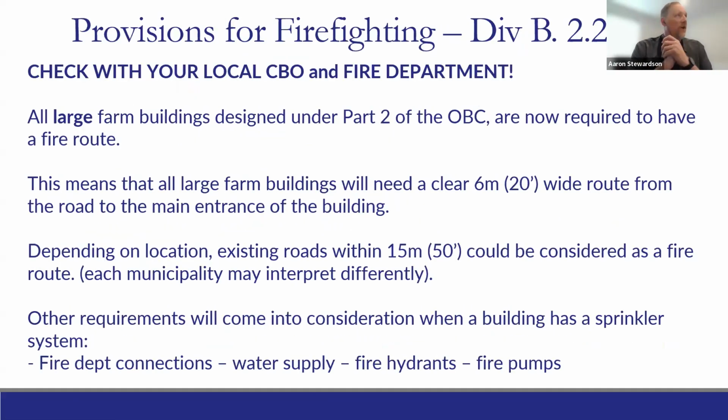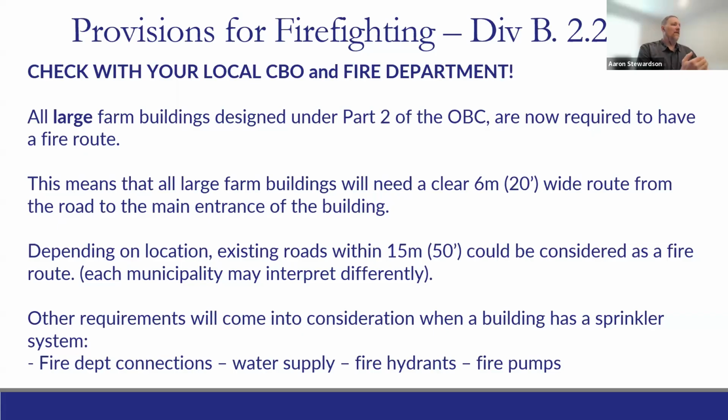Provisions for firefighting. This one is tricky. You definitely need to talk to your local CBO and your local fire department prior to, right? As large farm buildings are now under the Ontario Building Code, the Ontario Building Code has requirements for fire routes. This means all large farm buildings will need a clear 6-meter wide fire route from the road to the main entrance of a building. Depending on their location, existing roads within 15 meters of a building, so if you could use a municipal street that's already there. If you're within 50 feet, that can be considered one of your streets already.